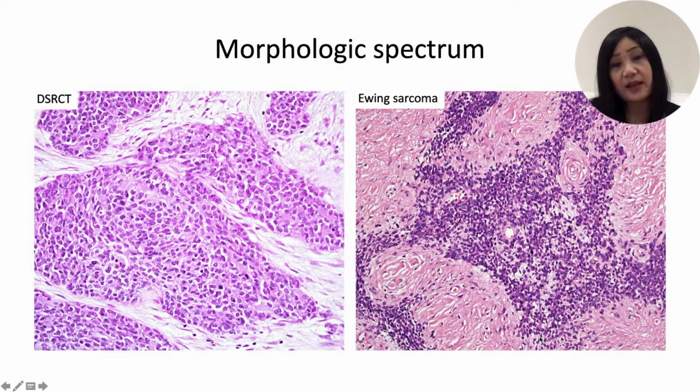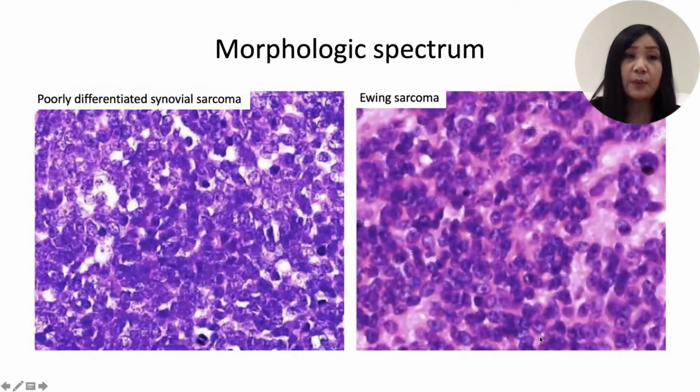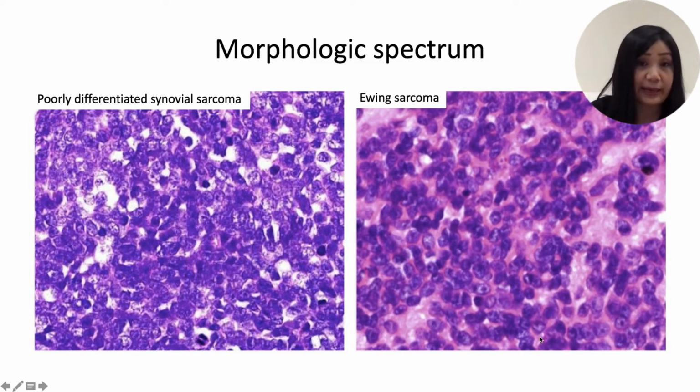But Ewing sarcoma can occur in the abdominal cavity and sometimes have this sclerotic, angulated nested morphology. Polydifferentiated synovial sarcoma, Cyril has mentioned this. Normally we think of synovial sarcoma as monophasic or biphasic. We forget that it can occur as a predominantly round cell or ovoid cell neoplasm, can strongly mimic Ewing sarcoma, particularly as it is diffusely CD99 positive typically.